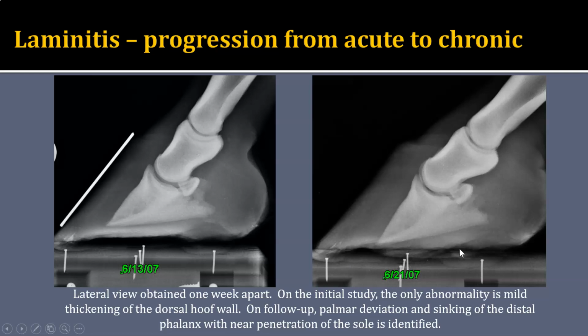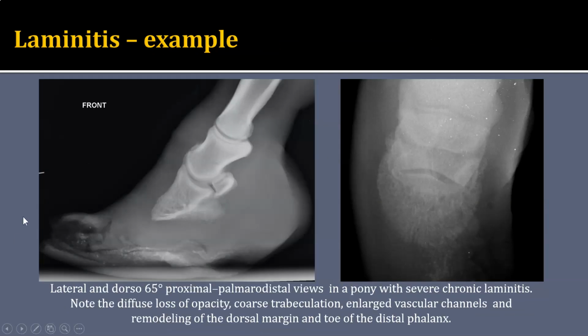In just 1 week, we can see that there is definite progression into the chronic phase. This patient has not only palmar deviation or rotation of the distal phalanx, but there is definite sinking in this patient. This is about the level of the coronary band that actually has a concavity in it, so definitely sinking. And then there is near penetration of the sole. Sole is very thin. So again, example of a baseline and follow-up set of radiographs.